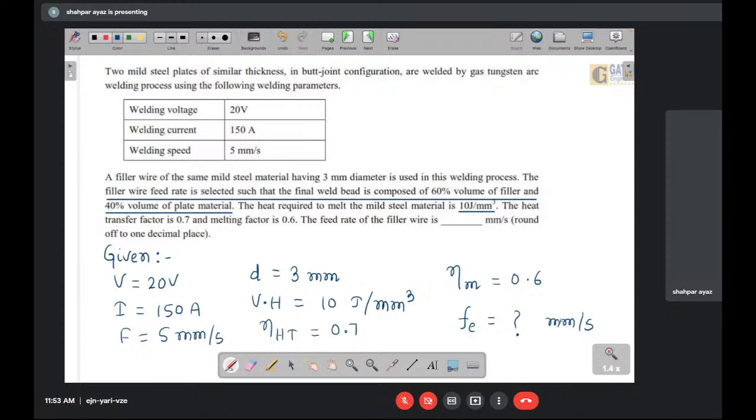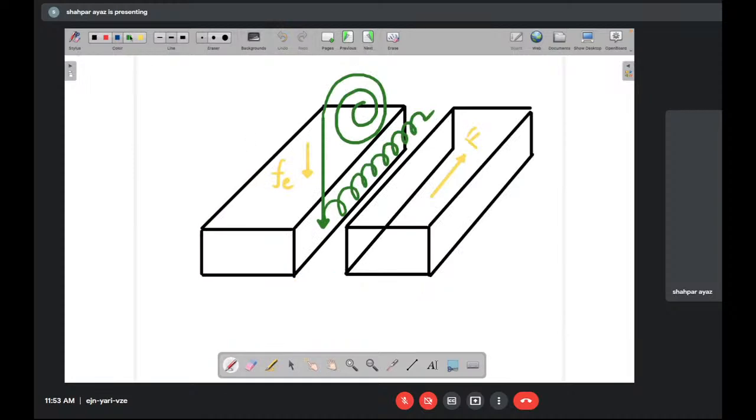First of all, use the basic principle that I actually taught you. First of all, we have to find out the area of the weld. How can we find out the area of the weld? Everyone, you know very well that this is B and this is T, right? Therefore, the cross-sectional area of the weld will be B into T. B is the gap between these two and T is the thickness of the sheet. This is the cross-sectional area of the weld.